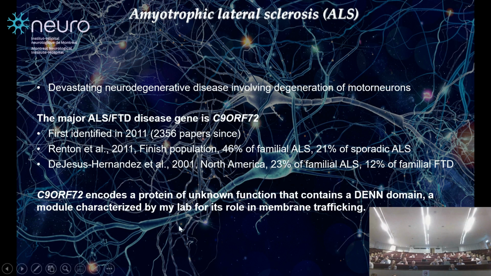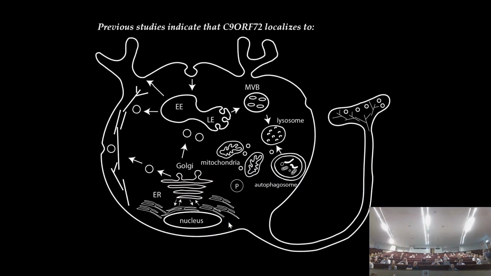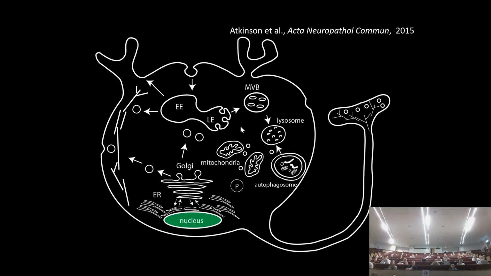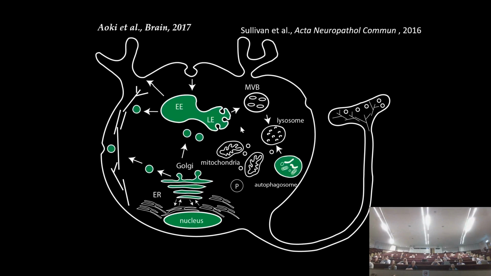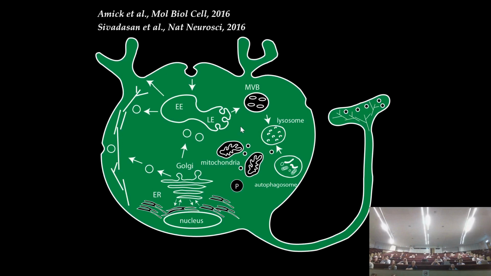It encodes a protein of unknown function, and the protein contained a protein module called a D-domain. This was a module that my lab had identified and had shown was involved in membrane trafficking. So there was a strong supposition that this protein was involved in membrane trafficking. We wanted to understand the link between membrane trafficking and this neurological disease. What a trained cell biologist like myself does, if you want to understand what a protein does, is understand where it's localized. So we went back to the literature, and we found a paper that said C9 is localized to the nucleus, then one that said it was in the endosomes, then one that said it was in the Golgi and the autophagosomes, and one that said it was cytosolic.